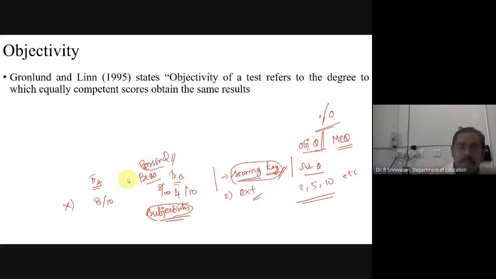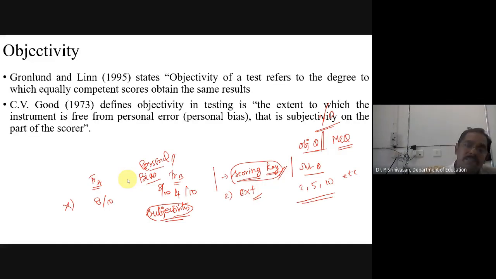That is a definition, and we will go for another definition, by Good, Carter V. Good in 1973. The extent to which the instrument is free from personal error. I think this is more understandable than the first one. The extent to which the instrument is free from personal error. That personal error is called subjectivity on the part of the scorer. If it is free from personal error, then that is an objective question. Okay. So that is the definition of objectivity.